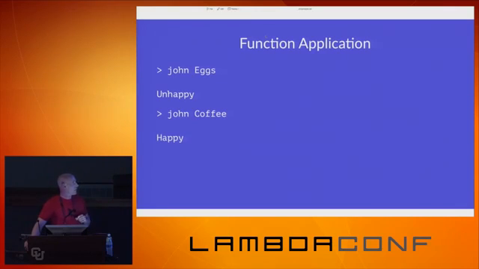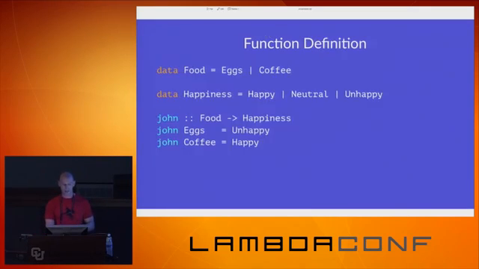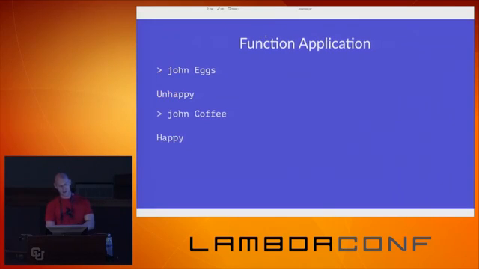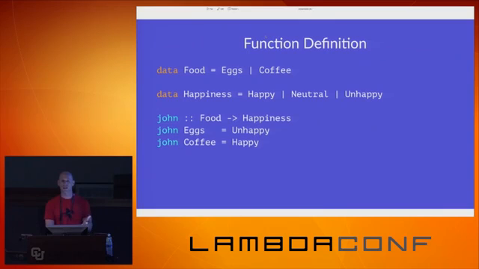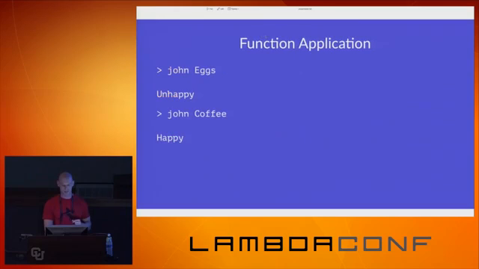And same way for John coffee, John space coffee. I'm applying the function John to the element in its domain called coffee. And what do I get out? I get out happy. So notice how, sort of to define it, I used a little bit of white space. To apply it, I used a little bit of white space. There's that element of symmetry here. And that's one of the things you'll notice about PureScript and Haskell is there's a great deal of symmetry to these languages and consistency, which makes them simpler to understand and to pick up.